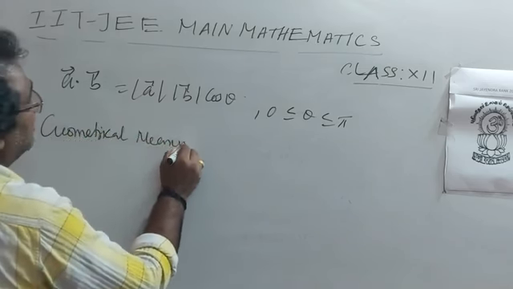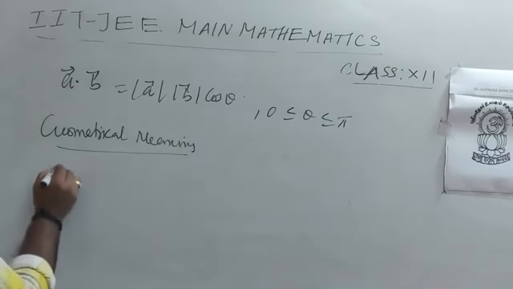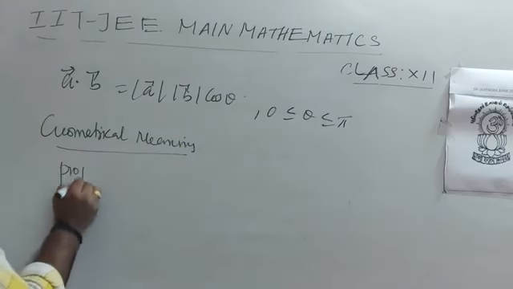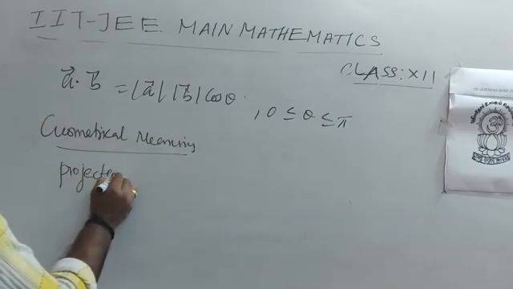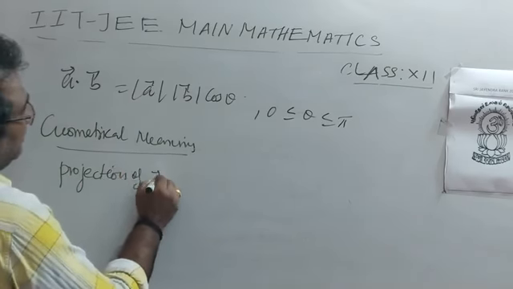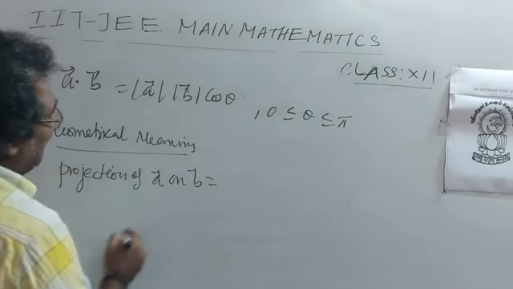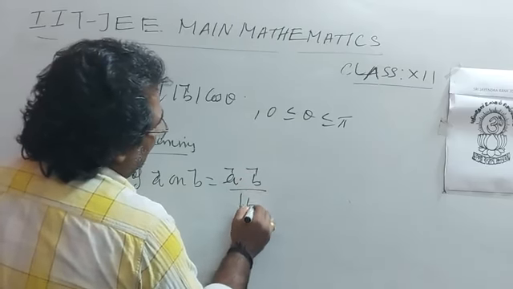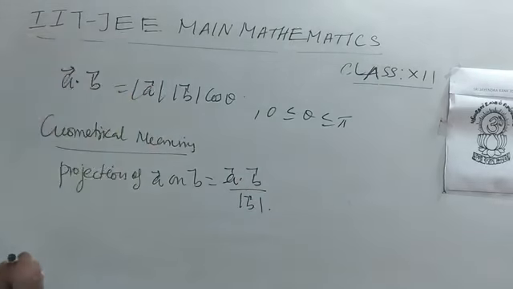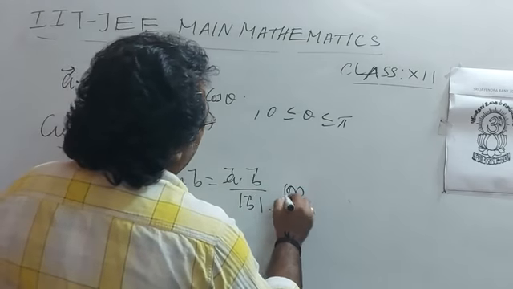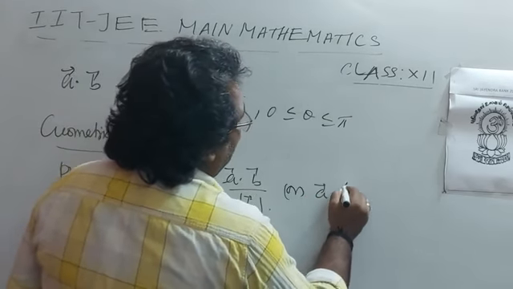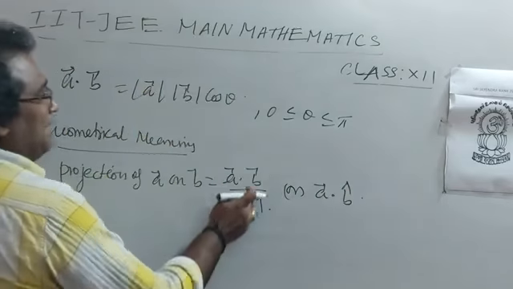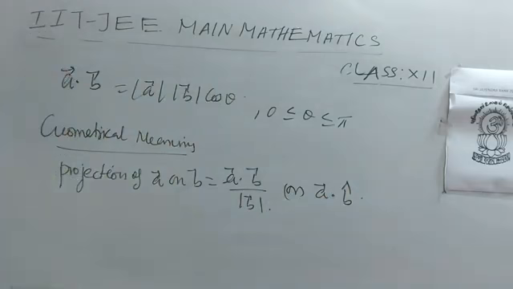Geometrical meaning, that is projection of A vector on B vector equal to A vector dot B vector by modulus B vector, or A vector dot B vector by modulus B vector equal to B cap, that is unit vector.